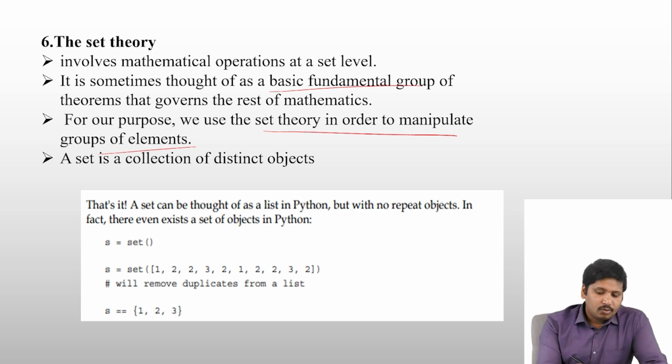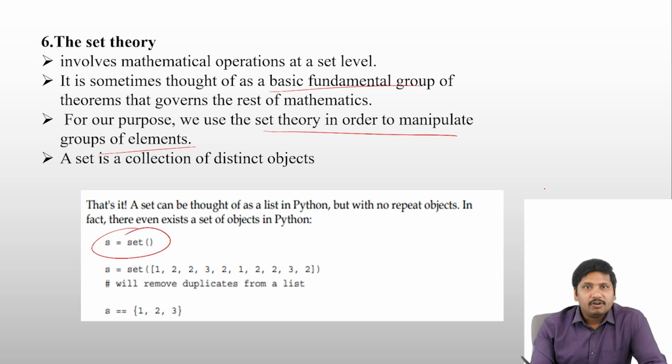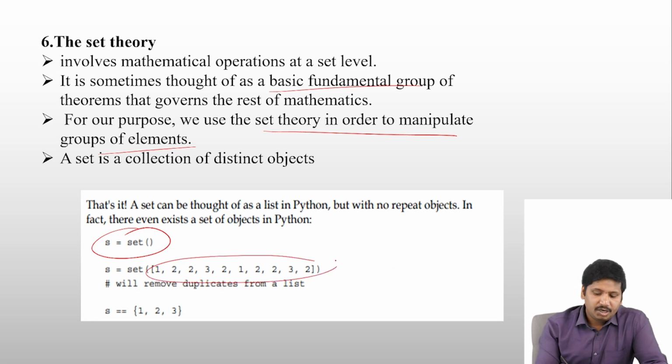In Python, we have a function called set(). By making use of the set function, we can create sets. So S is equal to set(1, 2, 3, 1, 2, 2, 3, 2, 1, 2, 2, 3, 2). And instead of repeating the same numbers, the set is going to be presented as {1, 2, 3}.